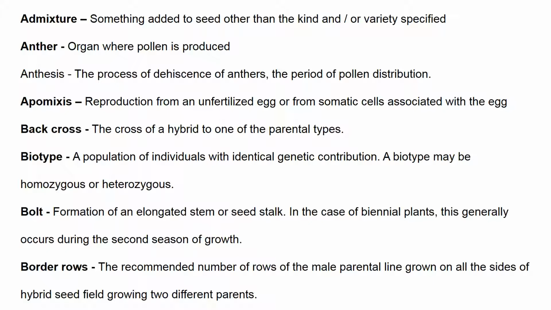Bolt. Formation of an elongated stem or seed stalk. In the case of biennial plants, this generally occurs during the second season of growth. Bolt is generally observed in the Brassicaceae family, where we get the flowering in cabbage or cauliflower like that. Border rows. Recommended number of rows of the male parental lines grown on all sides of the hybrid seed field growing with two different parents.